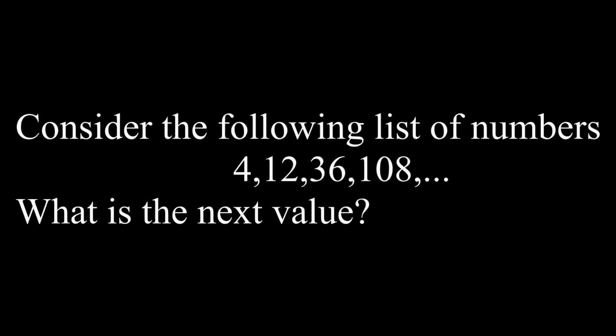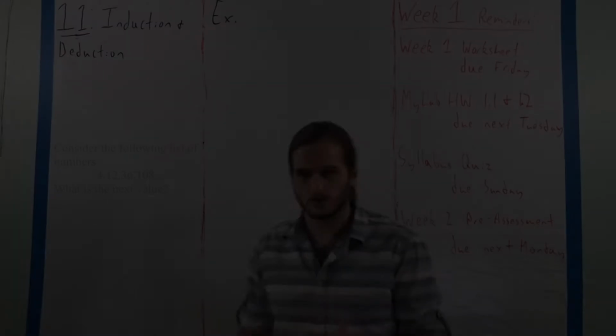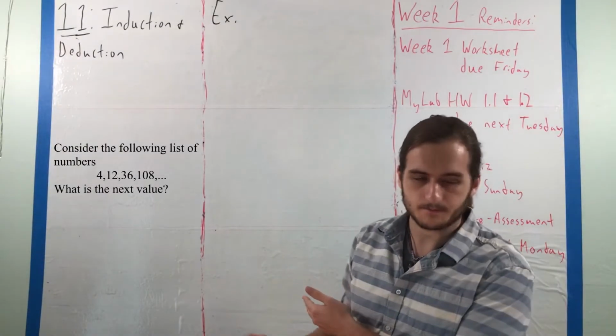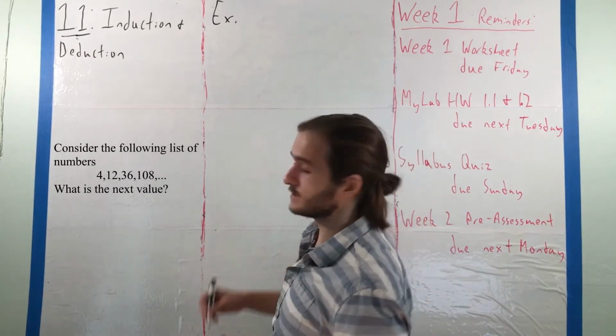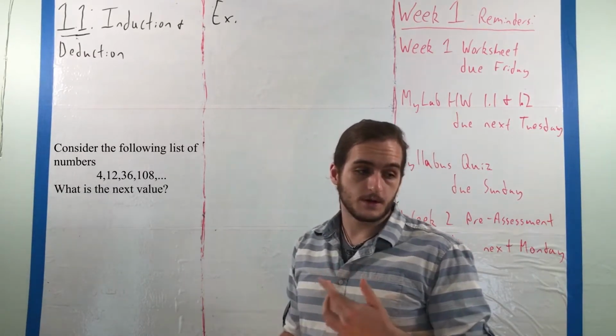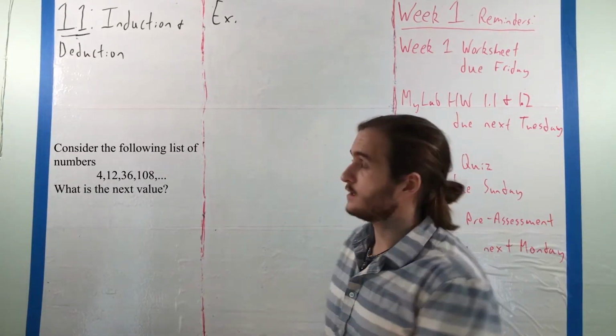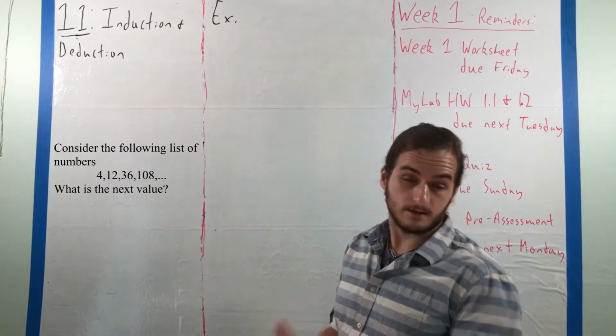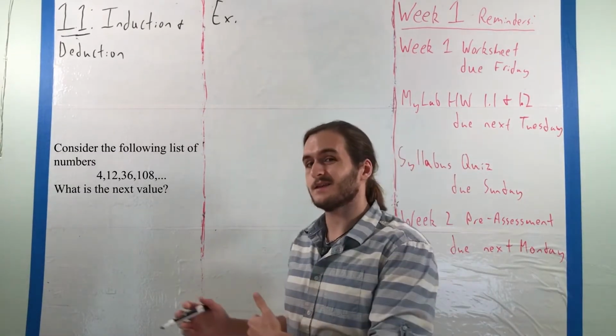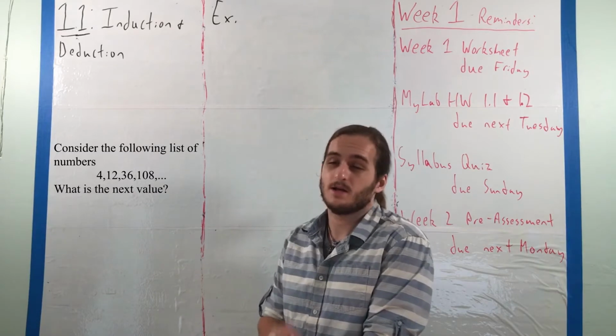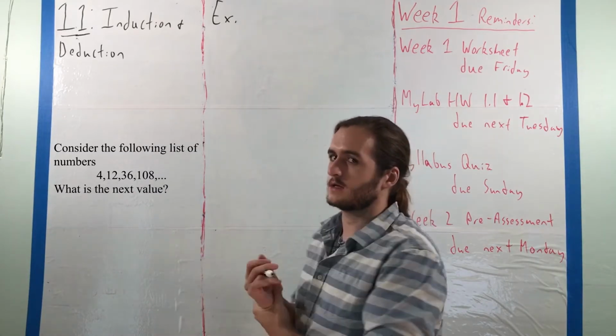Let's take another example. Here, we're working from a list of numbers. You can also call it a sequence if you prefer, where we are given the values 4, 12, 36, and 108, and we're asked to find the next value in that list. We're asked to recognize this pattern and say where this pattern should go next.